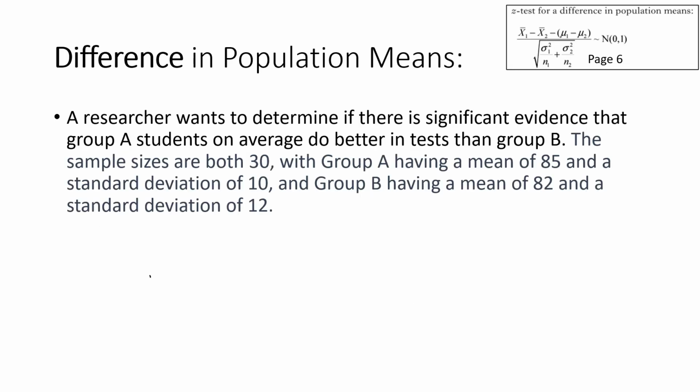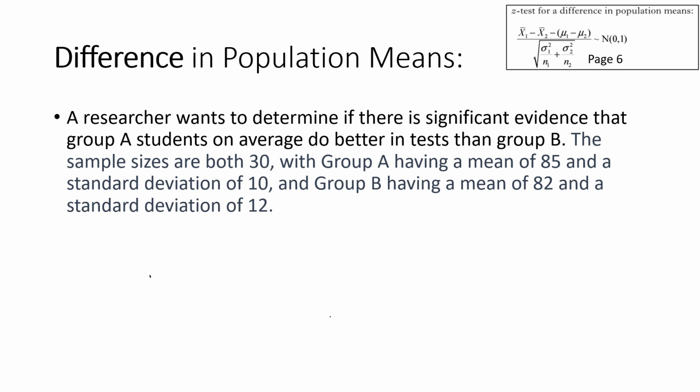Now we move on to difference in population means. A researcher wants to determine if there is significant evidence that Group A students on average do better in tests than Group B. The sample sizes are both 30, with Group A having a mean of 85 and a standard deviation of 10, and Group B having a mean of 82 and a standard deviation of 12.